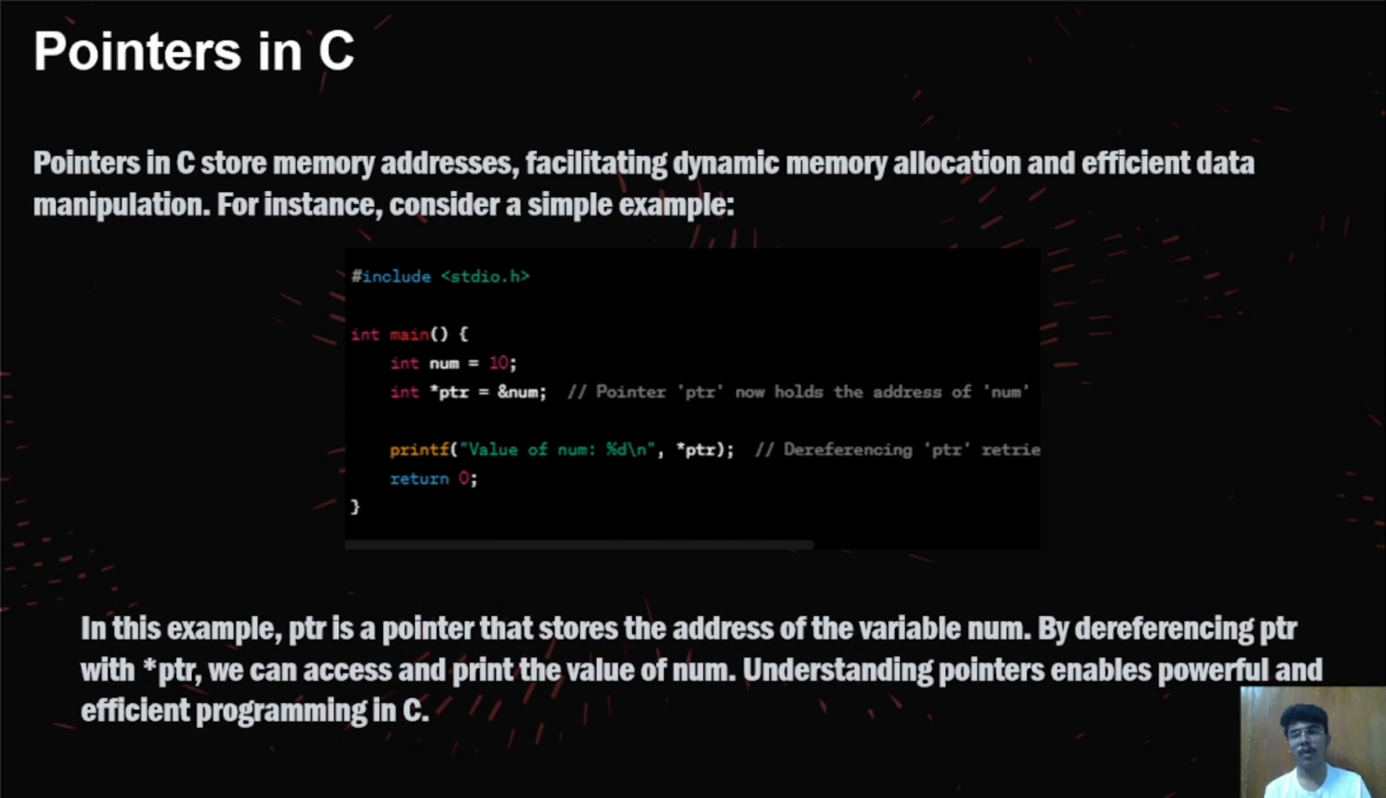Moving on to pointers in C. Pointers in C store memory addresses, facilitating dynamic memory allocation and efficient data manipulation. For instance, consider a simple example: int main, int num equals 10, int star ptr equals ampersand num. Ampersand is the address operator. Then printf prints the value of star ptr, and return 0 ends int main. In this example, ptr is the pointer that stores the address of variable num. By dereferencing ptr with star ptr, we can access and print the value of num. Understanding pointers enables powerful and efficient programming in C.